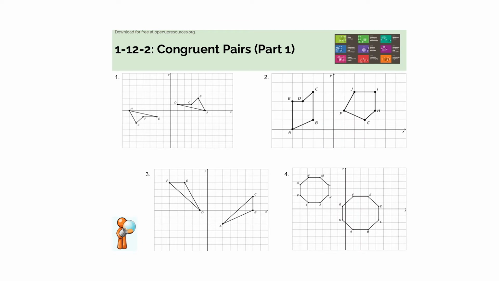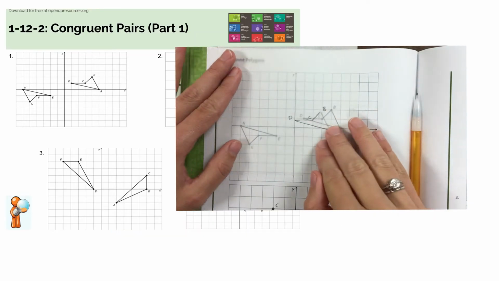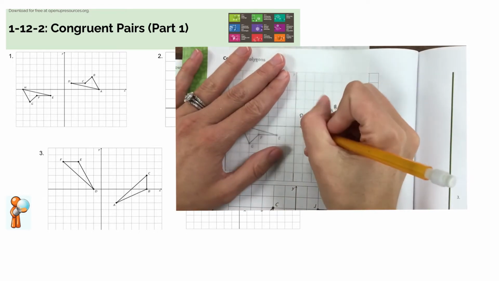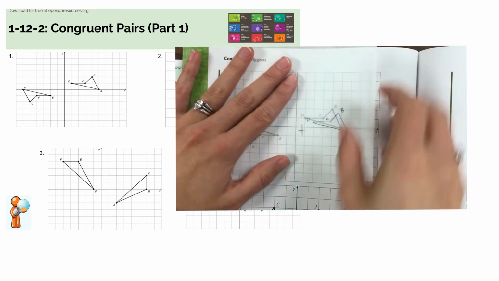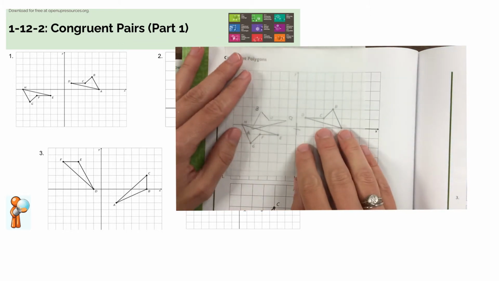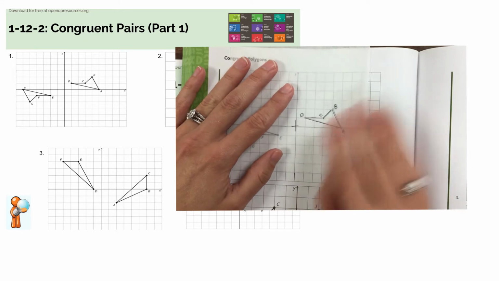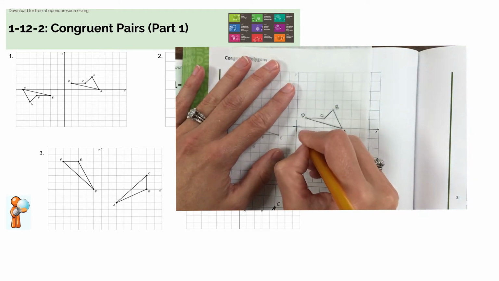For each of the following pairs, you're going to determine whether these figures, the images, are congruent to their pre-images. So to start, we're going to try to translate the object. It doesn't work. Next, we're going to move to a reflection. So I make a line of reflection and flip my object over. Still doesn't line up.